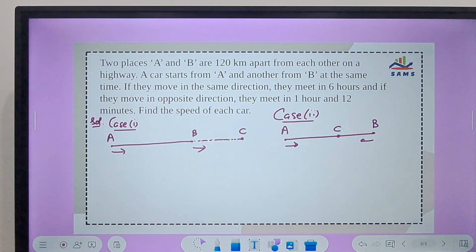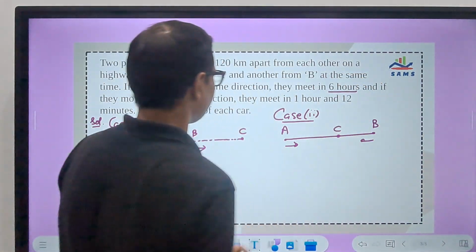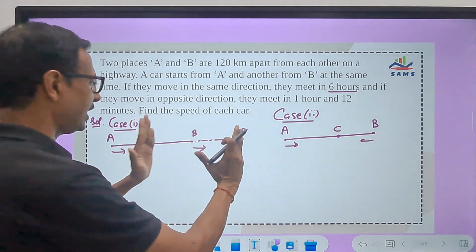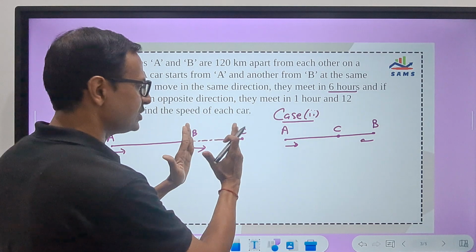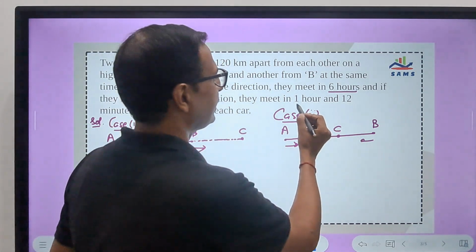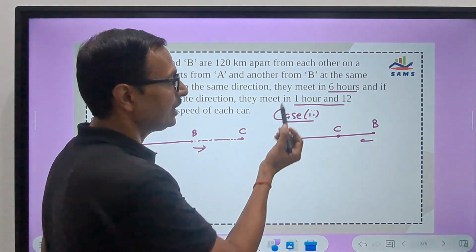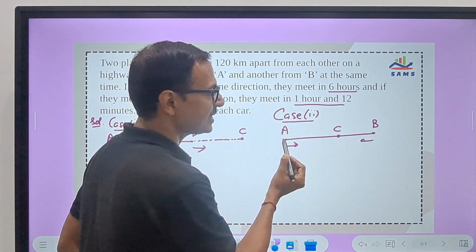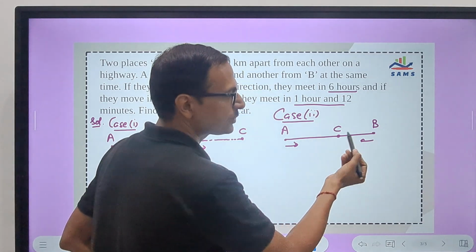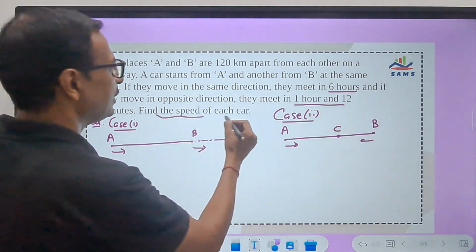Now what is given in the question? If they move in the same direction, they meet in 6 hours. That means this car takes 6 hours to reach C and the other car also takes 6 hours to reach C. Likewise, if they move in opposite directions, they take 1 hour 12 minutes to meet. That means in 1 hour 12 minutes, this car covers distance AC and the car from B covers distance BC. And we need to find the speed of each car.